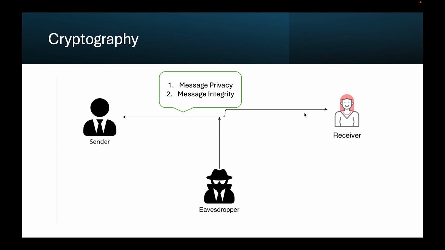There are two fundamental problems in cryptography. One, how to send a private message between sender and receiver. And second, how a message can be sent between sender and receiver in such a way that the receiver can understand that it indeed came from the sender. This is called message integrity.